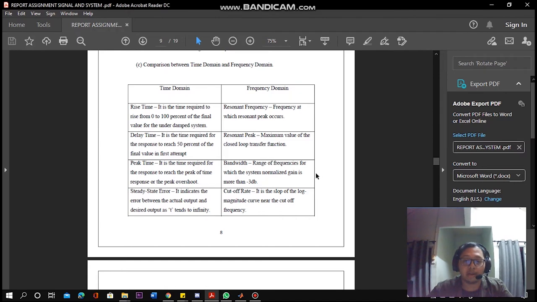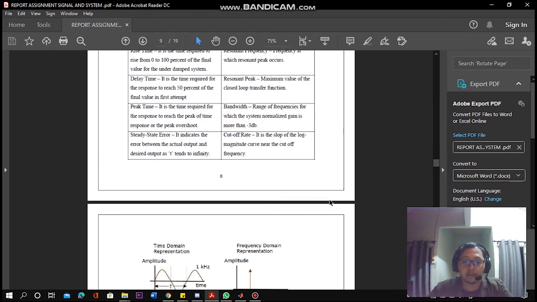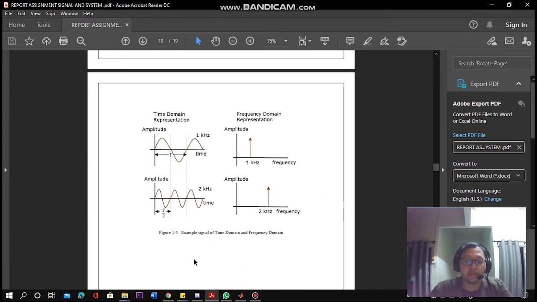Third, bandwidth, the range of frequencies for which the system's normalized gain is more than negative 3 dB. And the final one, cutoff rate, which is the slope of the log magnitude curve near the cutoff frequency. So here you can see the example signal of time domain and frequency domain.